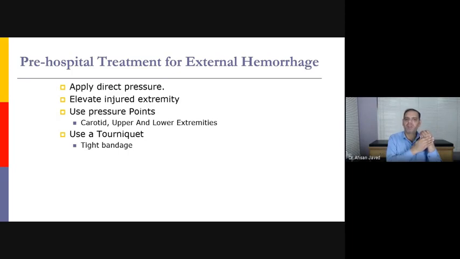And if you keep pressing this area for a few minutes, the bleeding should naturally stop, unless the person has some bleeding disorder. In that case, the stoppage of bleeding may be slightly delayed, or the bleeding may not stop.